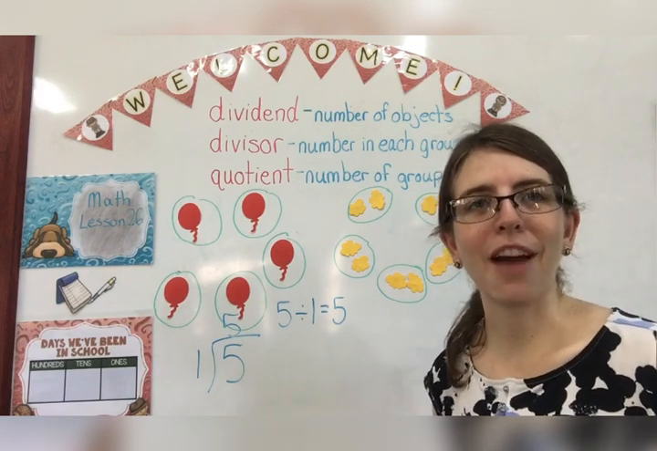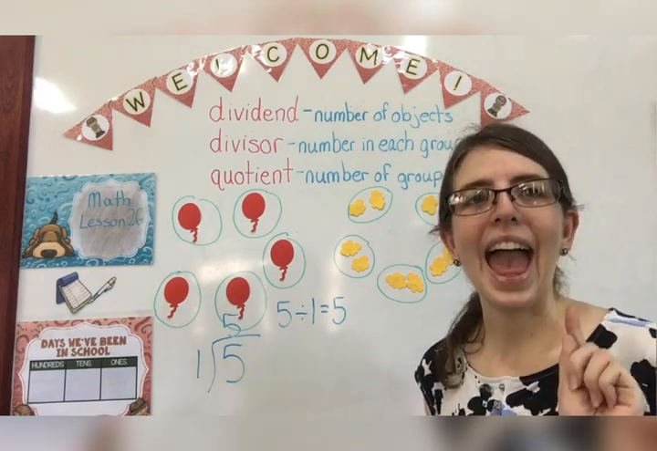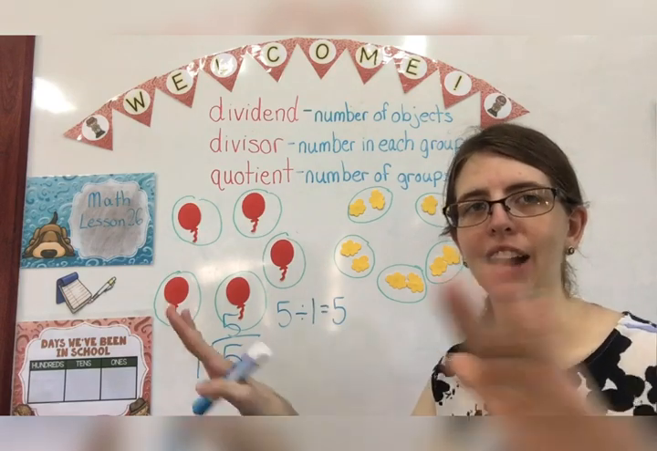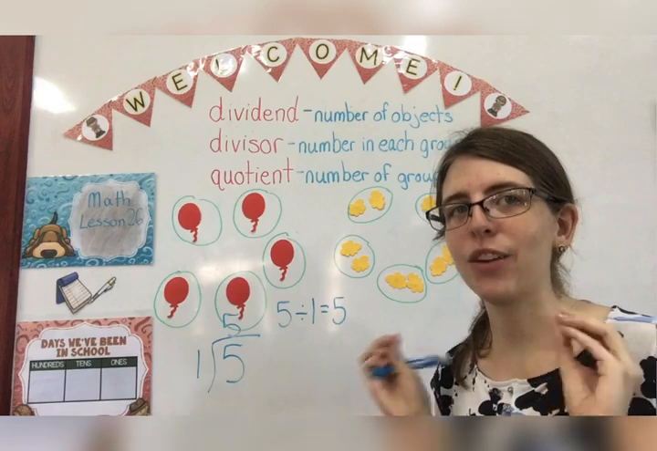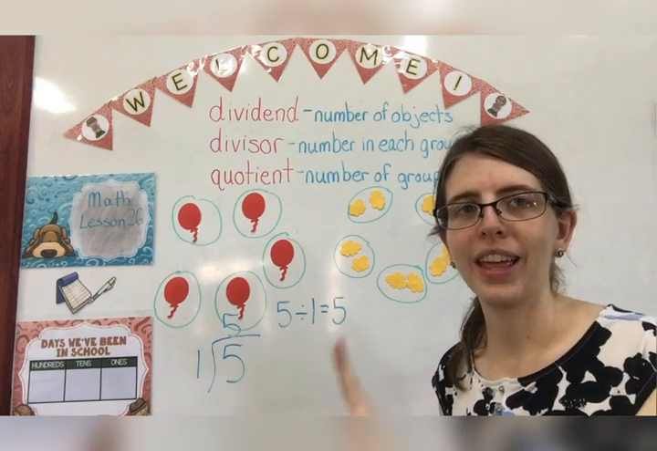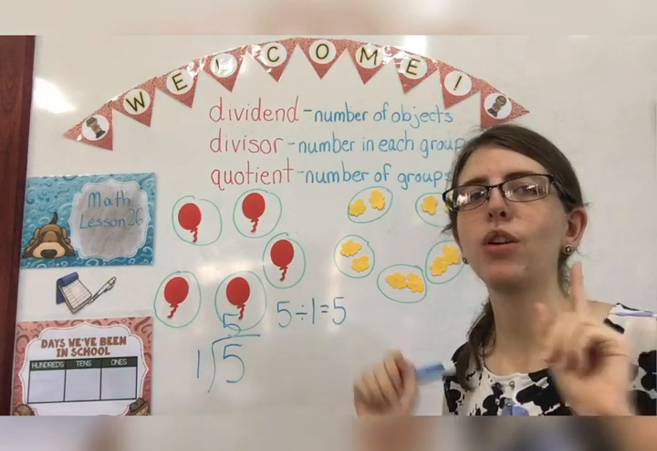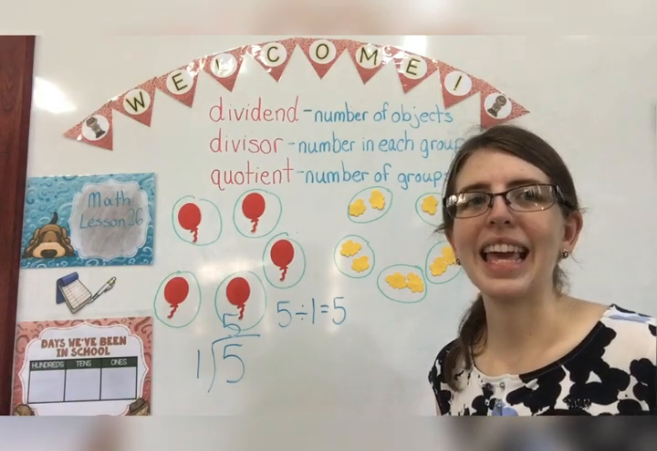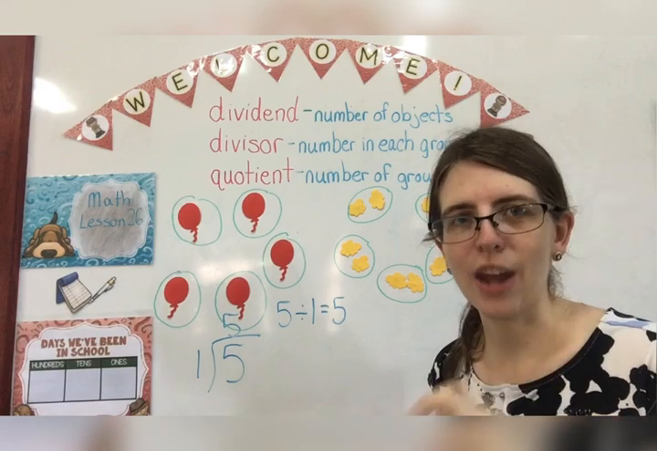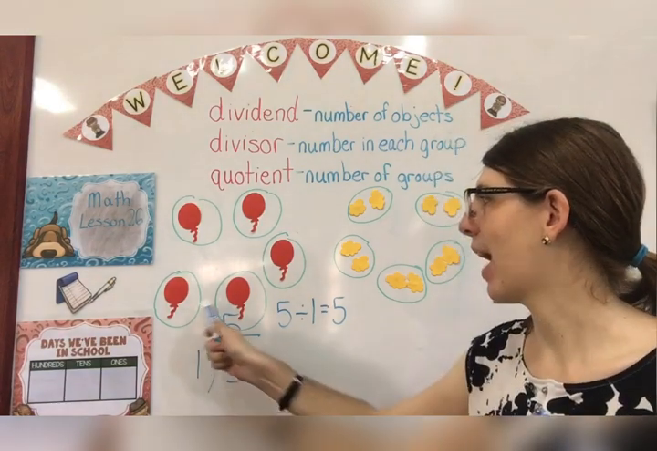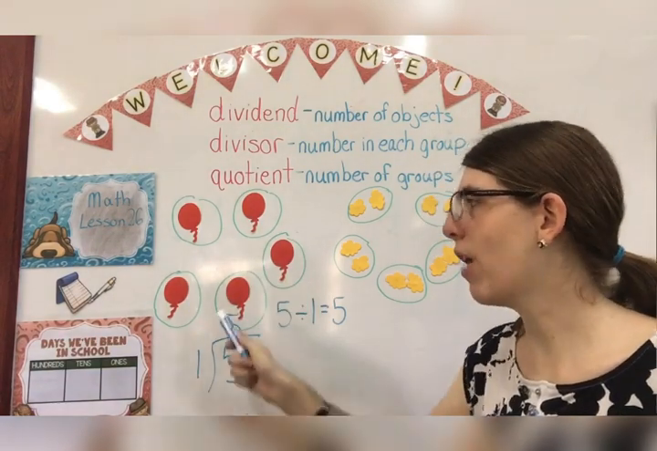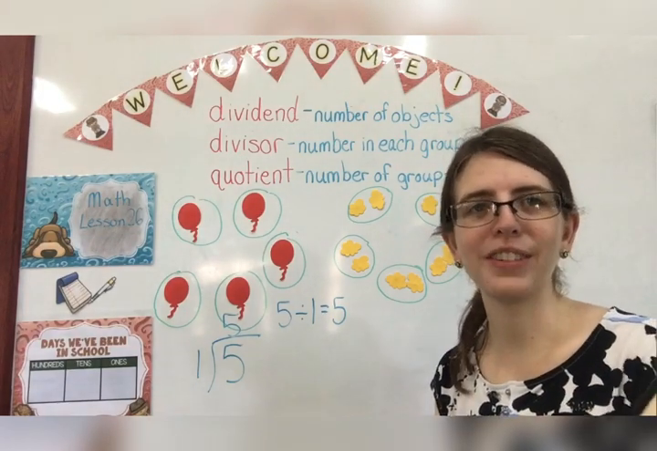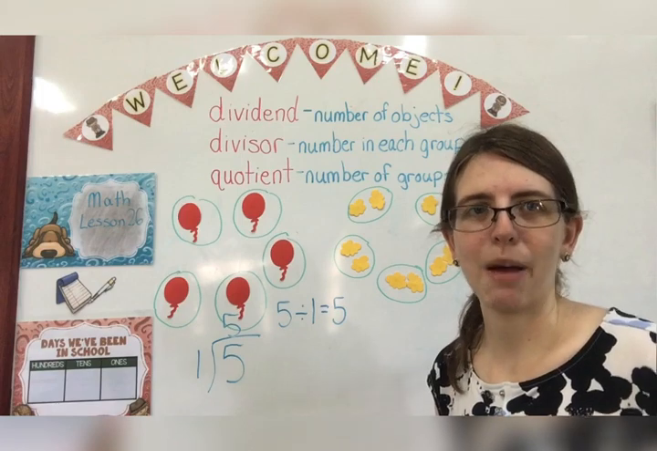So that gives me a very special rule. Any number divided by 1. Cada número entre 1 es lo mismo número. Every number divided by 1 is that same number. Okay, so if you have that number and you divide it into groups of 1, you have that many groups. So any number divided by 1 is that number.